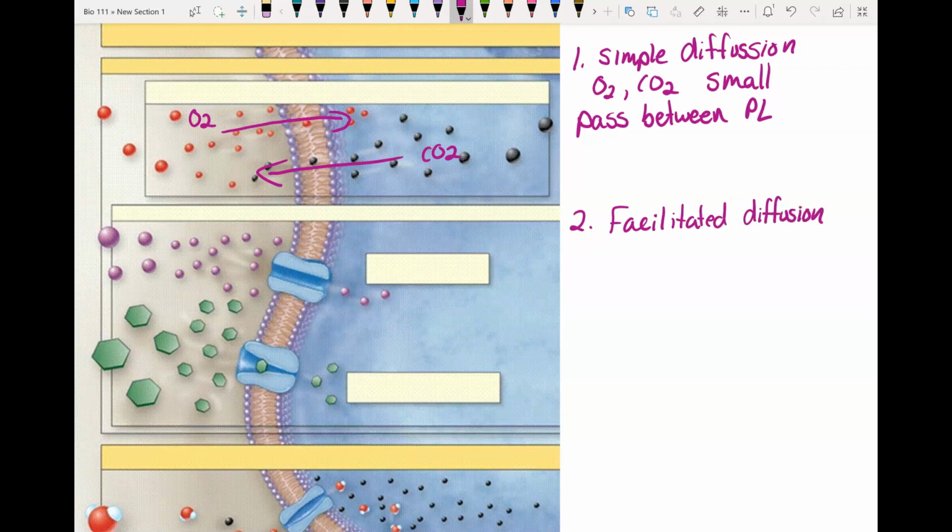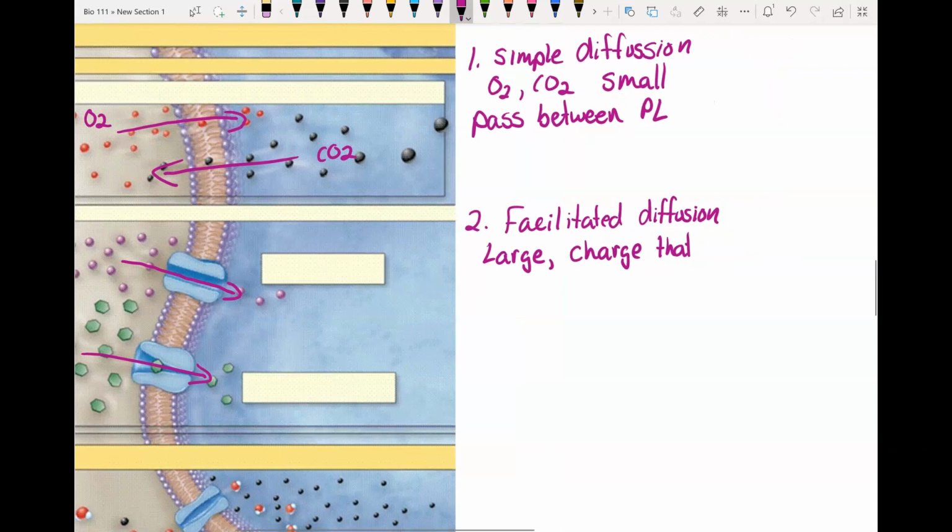So it's the same idea. You're moving from high to low. Here's some molecules moving in. Here's some more moving in. They're both moving high to low. The difference is these molecules are either large or they have a charge that repels them from the phospholipids. So they can't go between the phospholipids. So they use a transport protein instead.